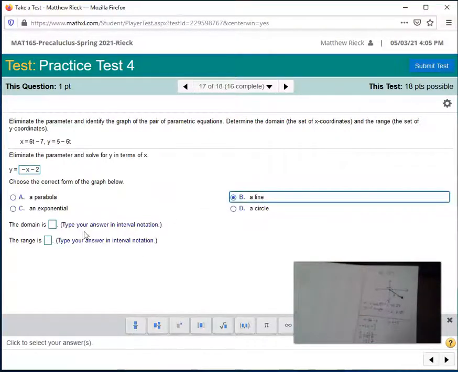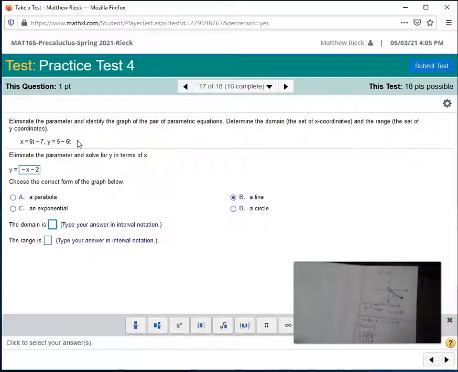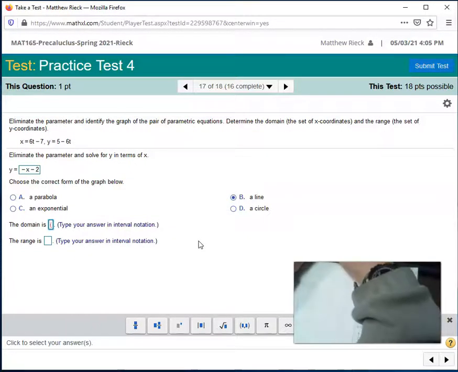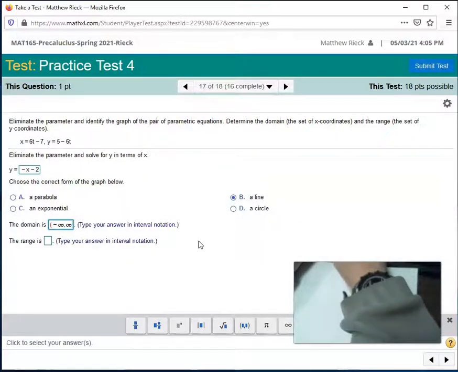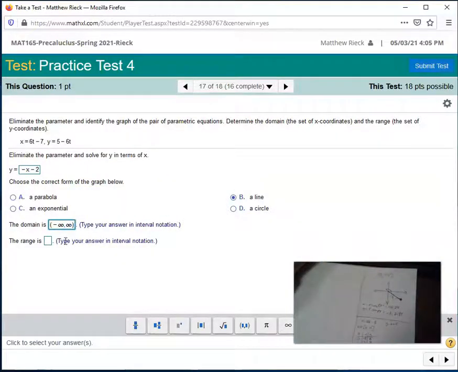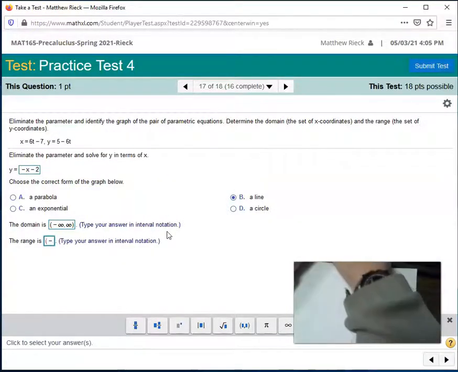And it's going to be a line. And in this case, there is no boundaries for a variable t. So it's going to be from negative infinity to positive infinity for my domain, and likewise for the range.